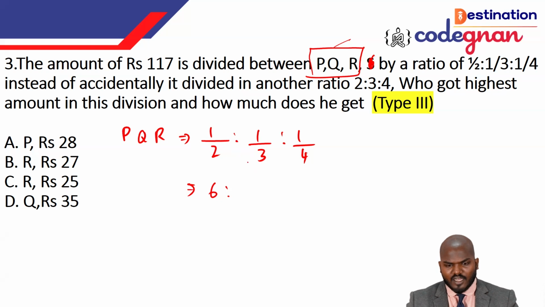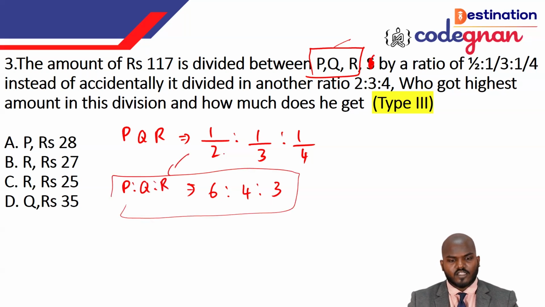And here I need the value 12, and here I need the value 3. I can directly say P:Q:R is equal to 6:4:3. It is derived from this fraction only. You can't keep the fraction to solve the whole question with respect to this one.